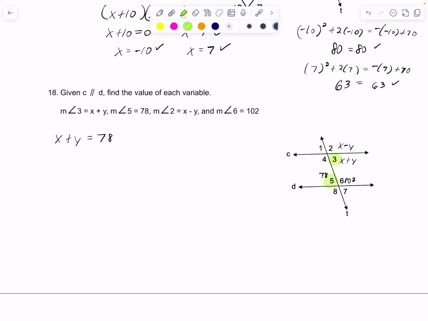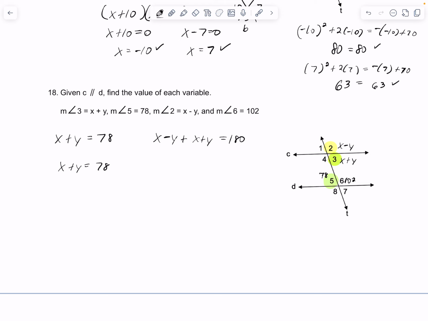And then I went ahead and did that angle 2 and angle 3 are going to be supplementary, right? They form a linear pair. So I did x minus y plus x plus y equals 180 degrees. So I'm going to leave this one alone for now.